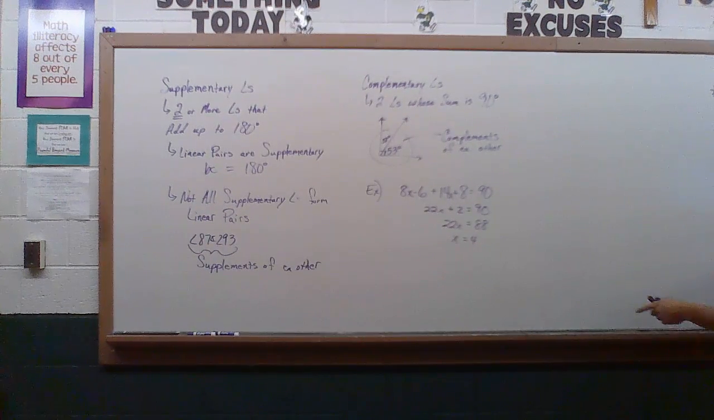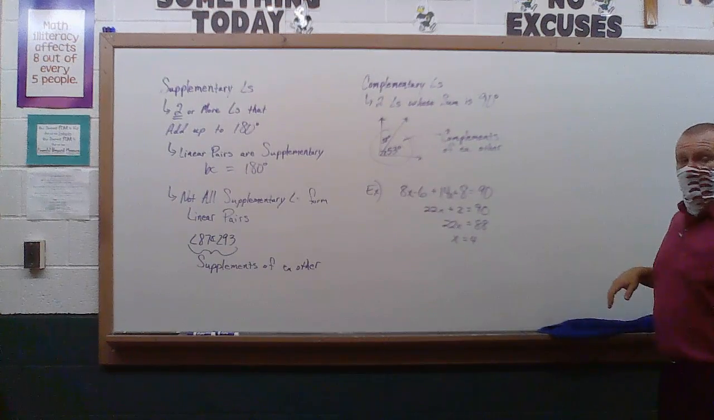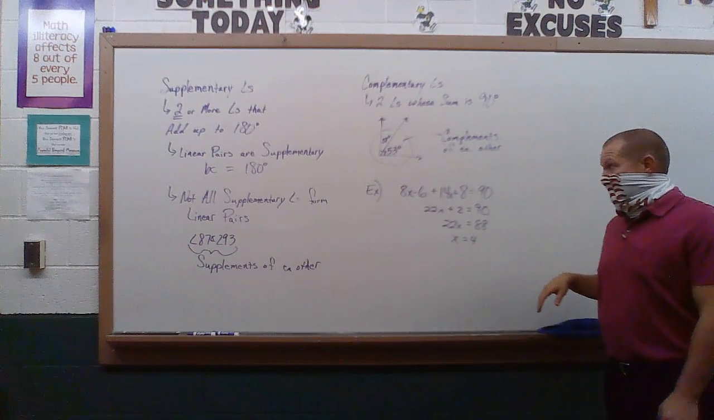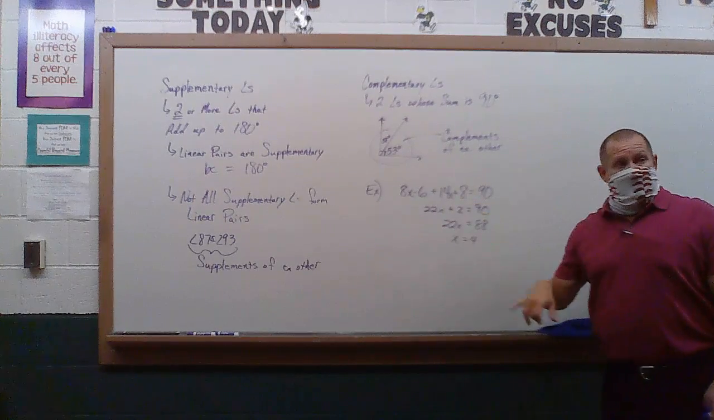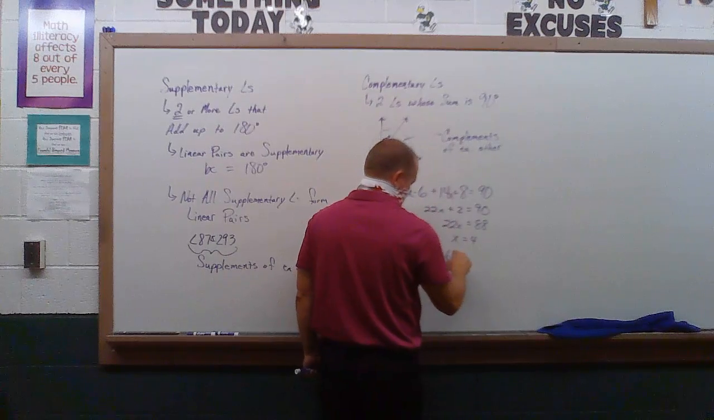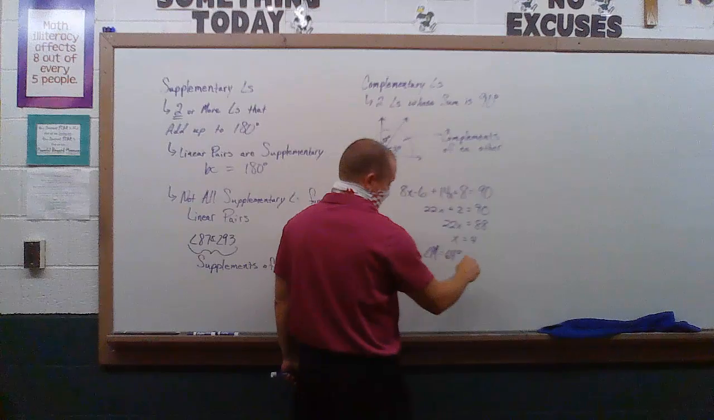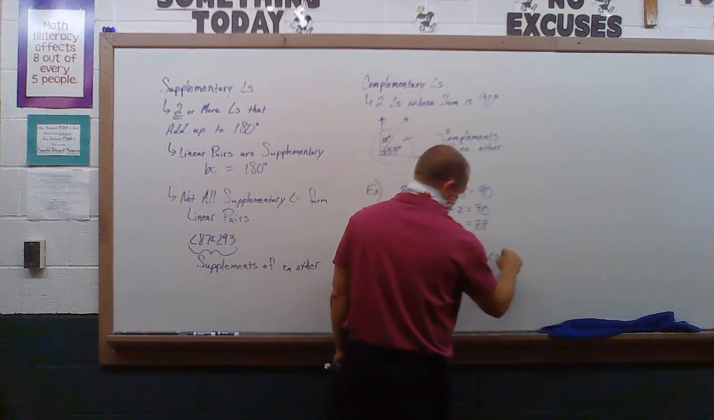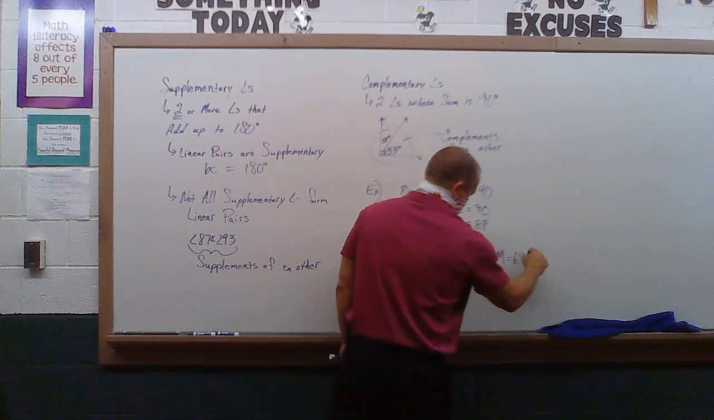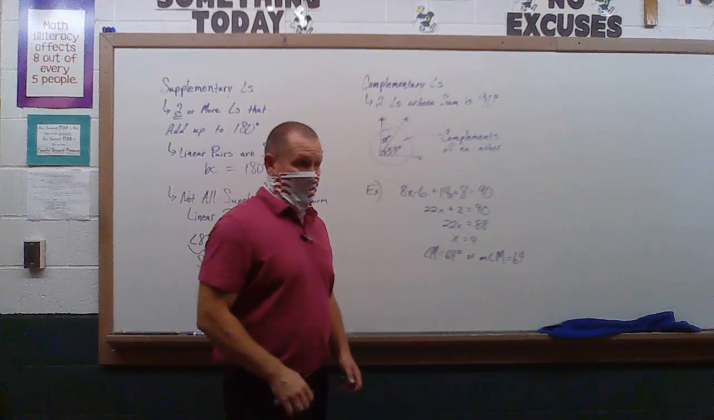So what do we get for M? Which one was M? 8x or the 14x? 14x. So we're putting 4 into this quantity right here. What's 14 times 4? 56 plus 8. 64 degrees, right? Angle M equals, or we can write the measure of angle M. Both are acceptable. Okay? Questions there?